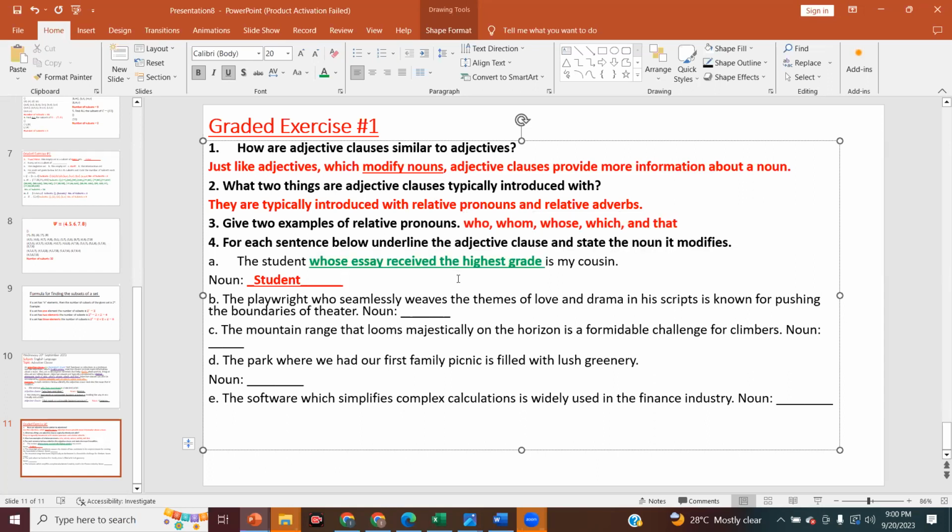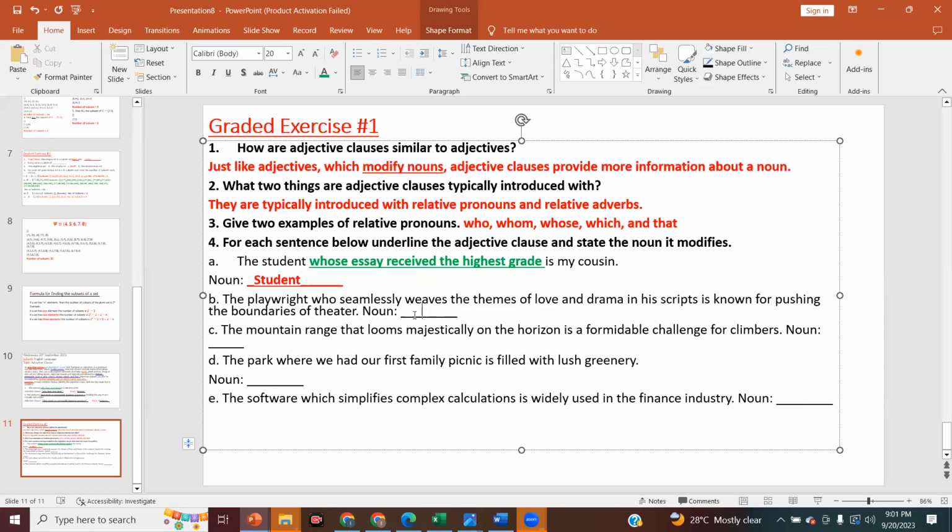Yes, sir. The noun and the adjective clause. Very good. Got it. Very good. The playwright. Oh boy, this one is tough. The playwright who seamlessly weaves the themes of love and drama in his scripts is known for pushing the boundaries of a theater. What is the noun?